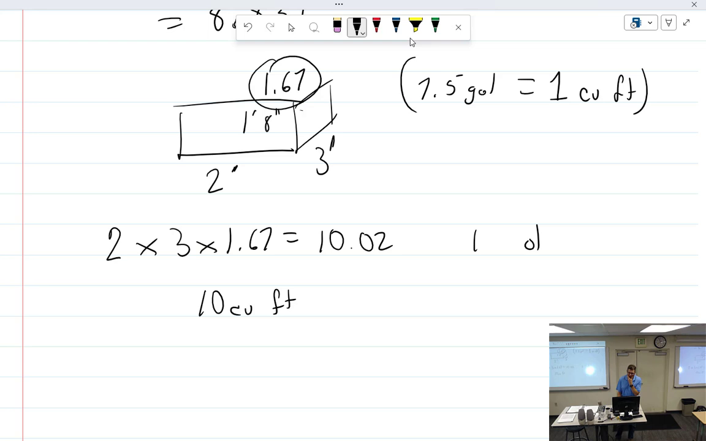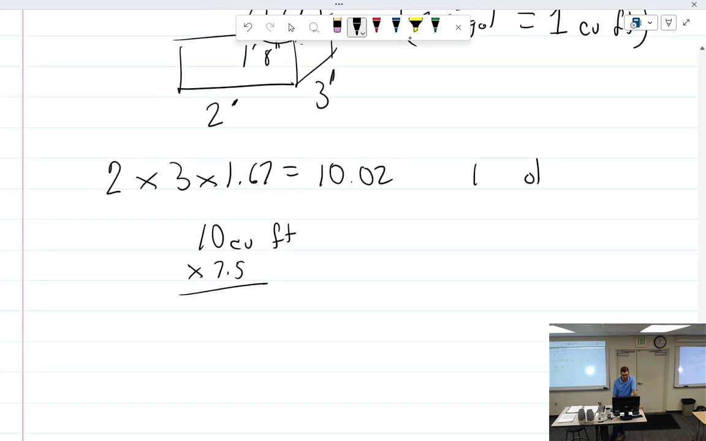All right. So now the question is, 7.5 gallons is 1 cubic foot. So for every cubic foot I have, I must have 7.5 gallons. So what are we going to do with this information? Multiply by 7.5. So, how many gallons do we have? 75 gallons.